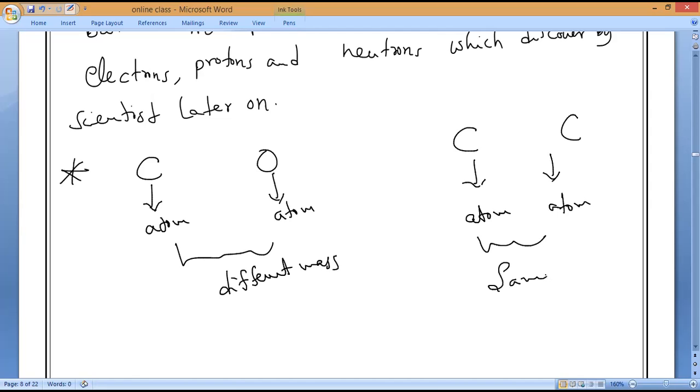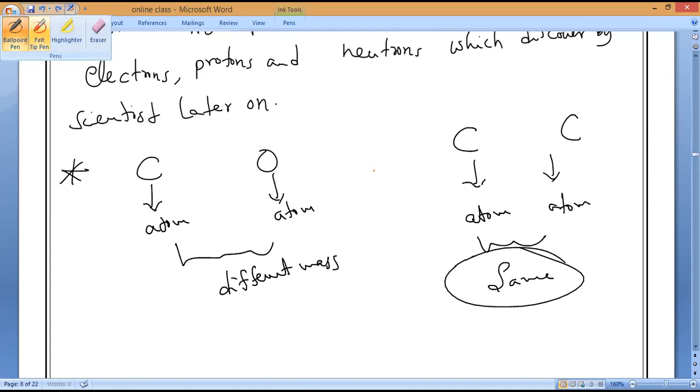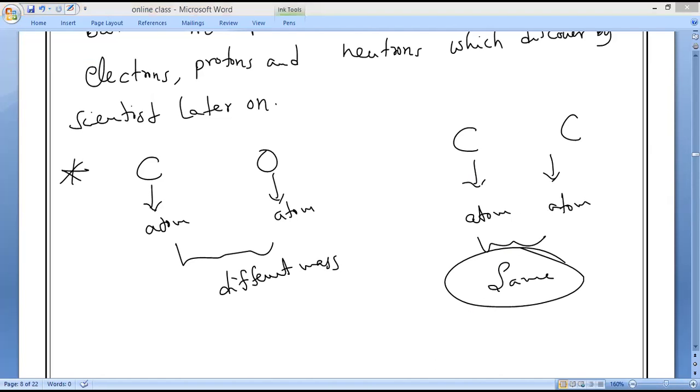Same mass or different mass? Yes or no? Same mass. That is what was said by Mr. John Dalton, but it is also wrong. All of you remember, different atoms may have a different mass, but same atoms will have the same mass, he said. All of you remember that, but it has been proved wrong.